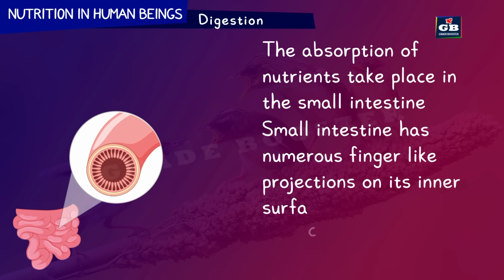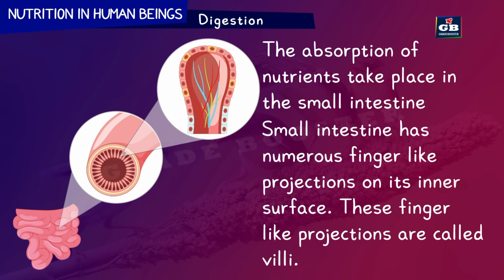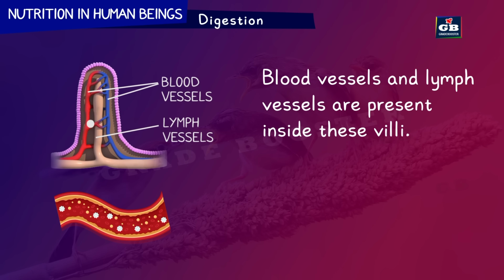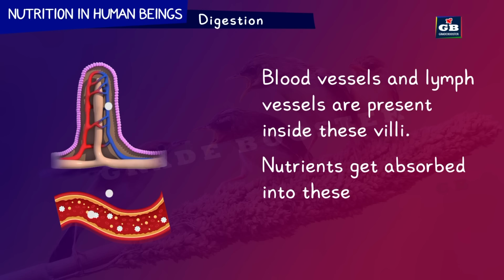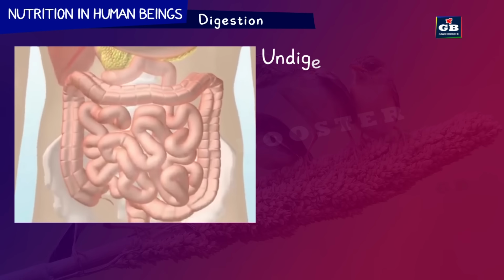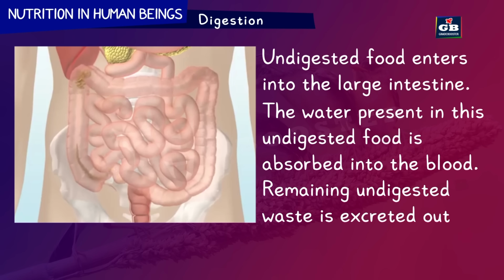The wall of this small intestine has numerous finger-like projections on its inner surface. These finger-like projections are called villi. Blood vessels and lymph vessels are present inside these villi. Nutrients get absorbed into these vessels and enter the bloodstream. Undigested food enters the large intestine. The water present in this undigested food is absorbed into the blood. The remaining undigested waste is excreted out through the anus. This is all about nutrition.